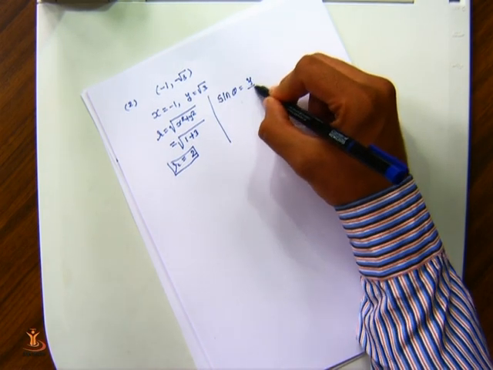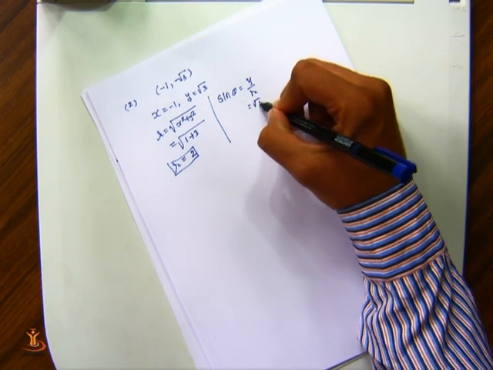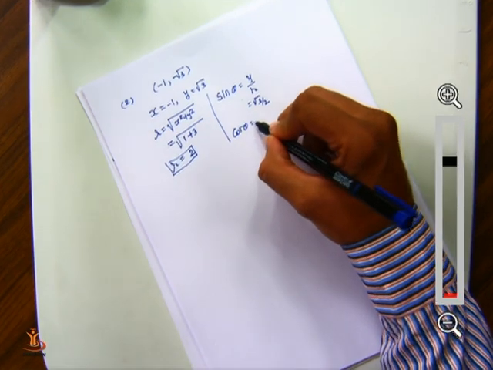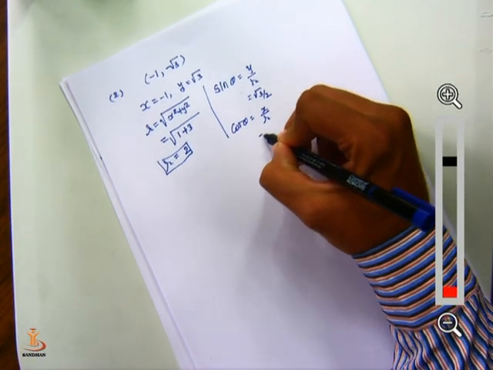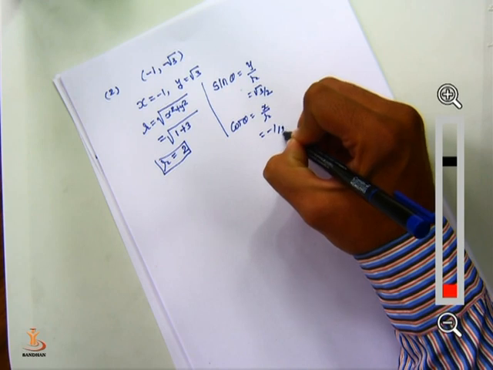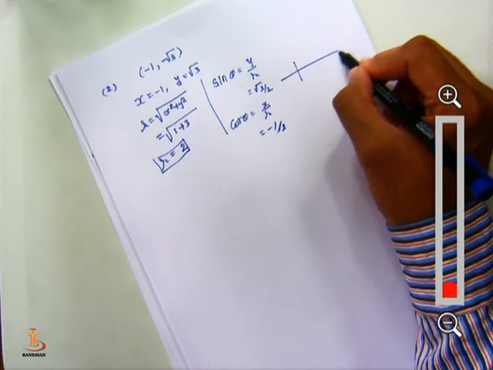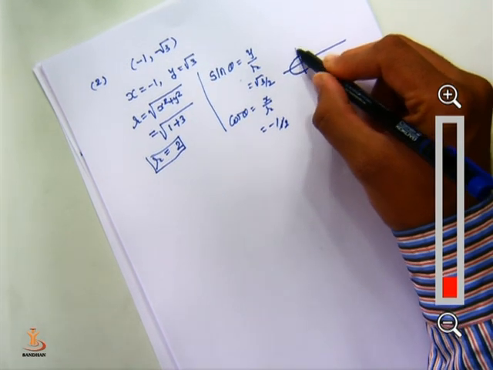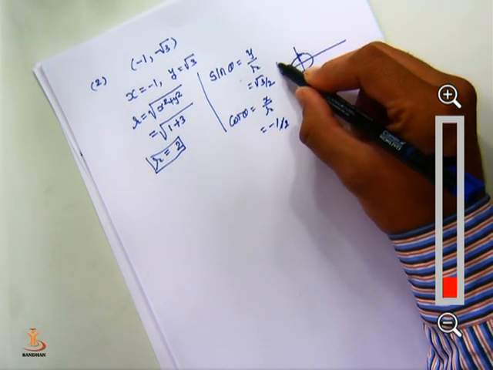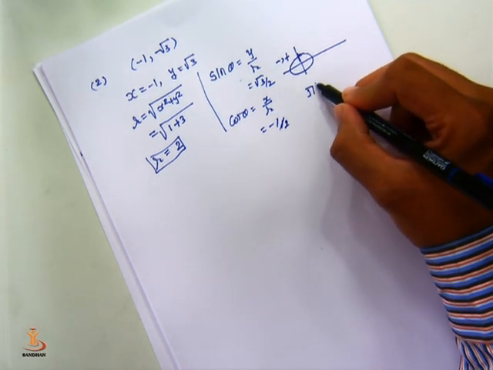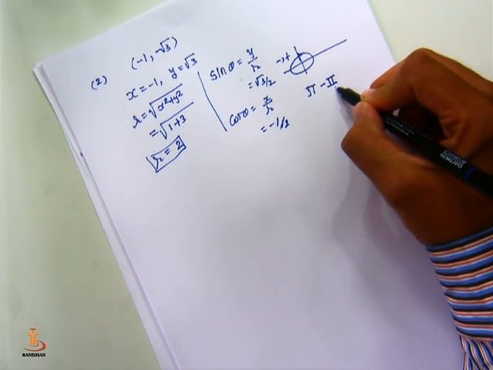That is, sin theta is y upon r, that is root 3 upon 2, and cosine theta is x upon r, that is minus 1 upon 2. As x is negative and y is positive, the angle will lie in the second quadrant, and in the second quadrant the answer will be pi minus pi by 3.